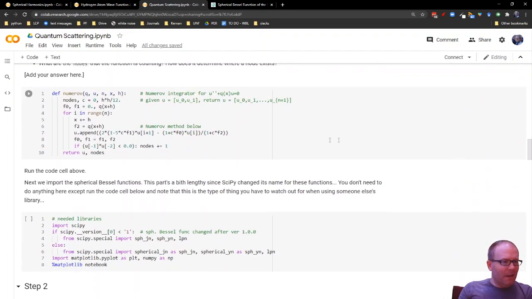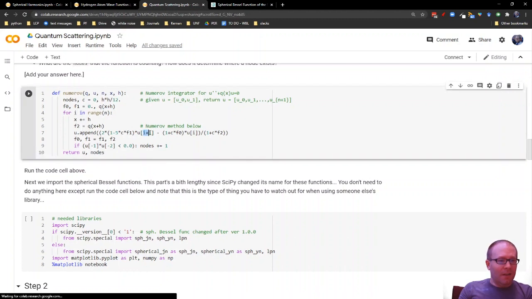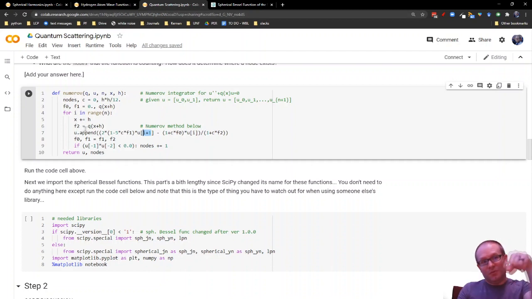Let's see, so we come down here. Here is where we define the Numerov method. So this has the same form that we had above for that u. Next, we're looking at one value, we're looking at the next value, and then we're looking at the value 2 values from now.